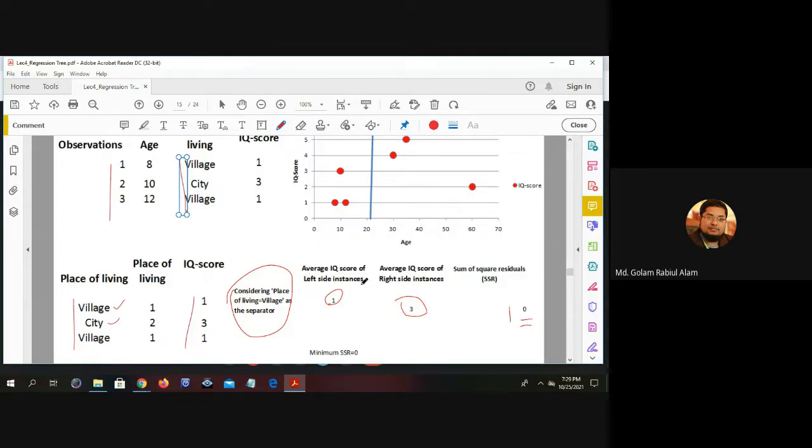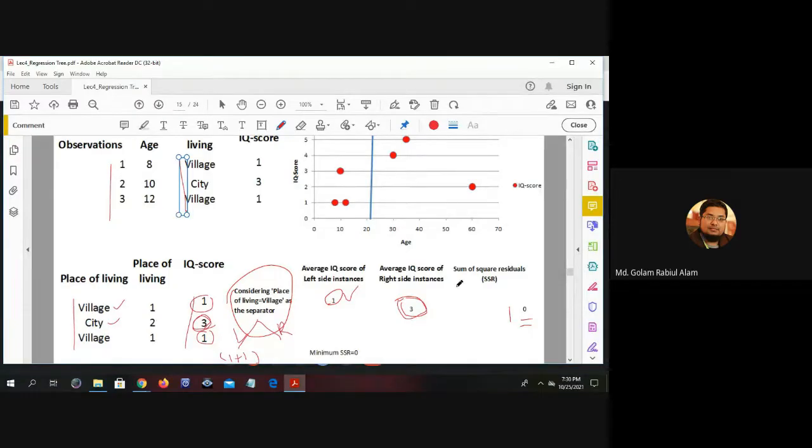So the average IQ score for left side instances will be, so that means village. You can say the place of living is village, and this will be the right side and left side. On this side, the IQ scores of village people are 1 and 1, so 1 plus 1 divided by 2. That will be the average IQ score for the left side instances. On the right side, for the 3, there is just one element, so the average will be that number.